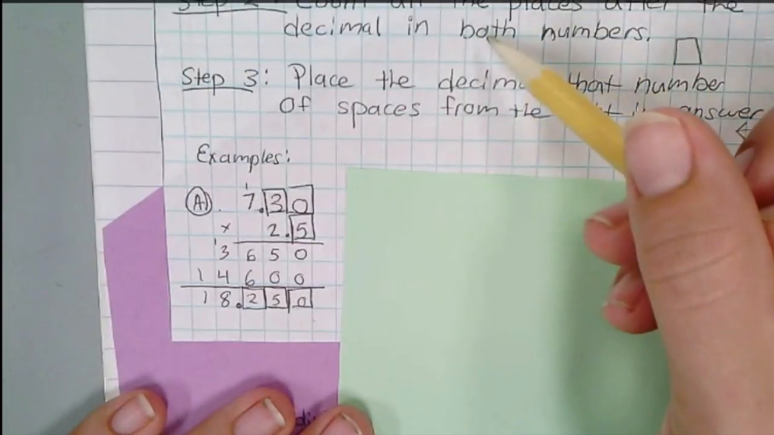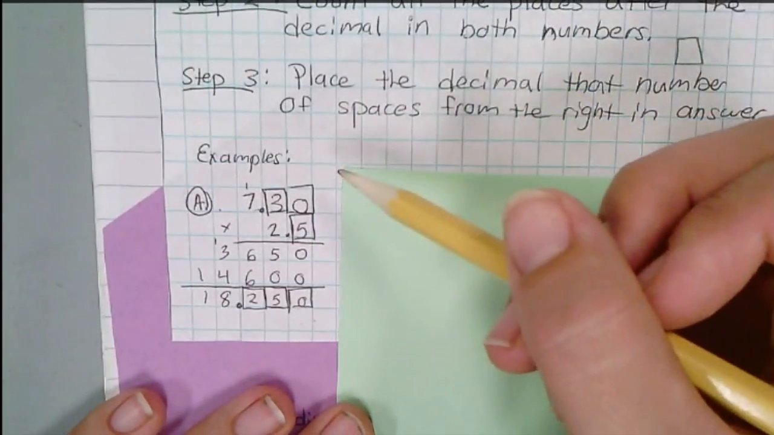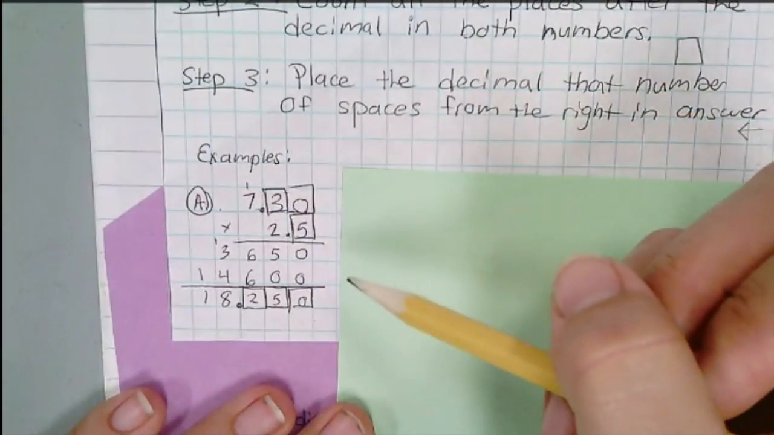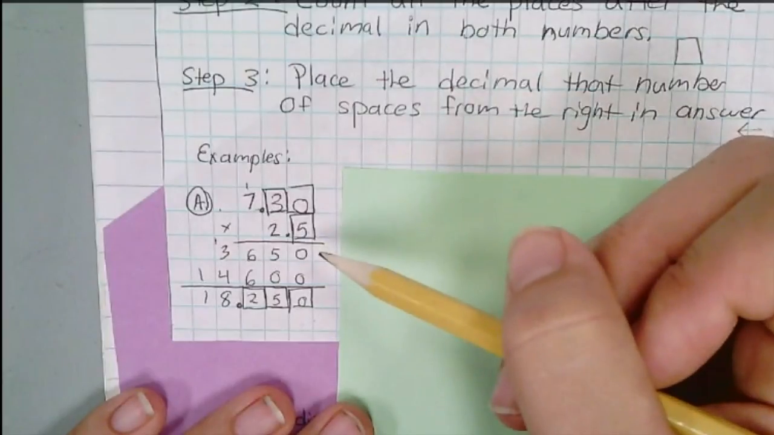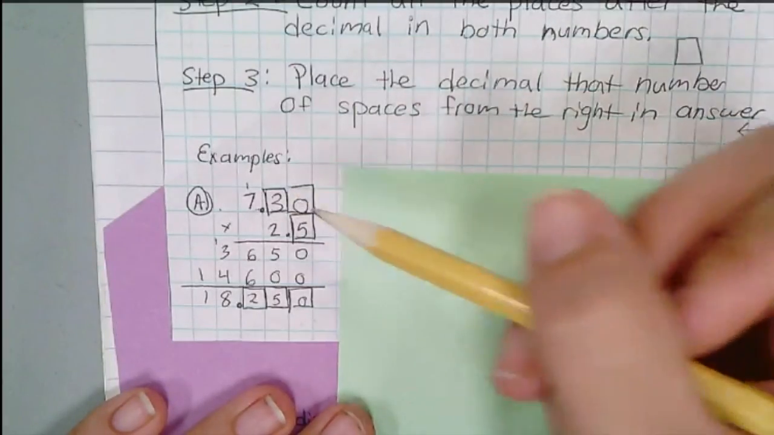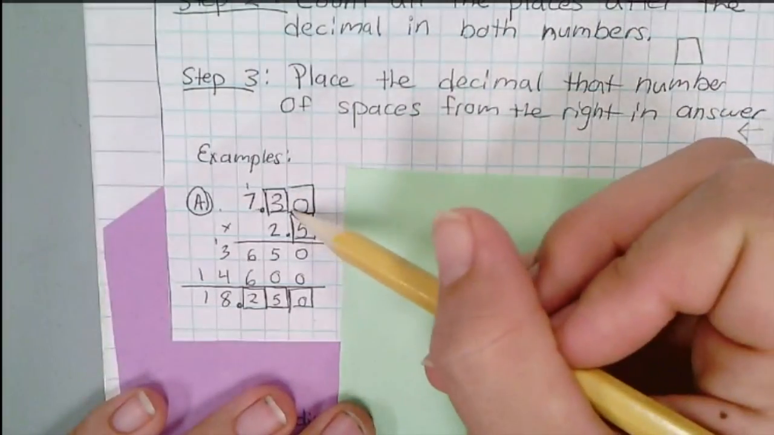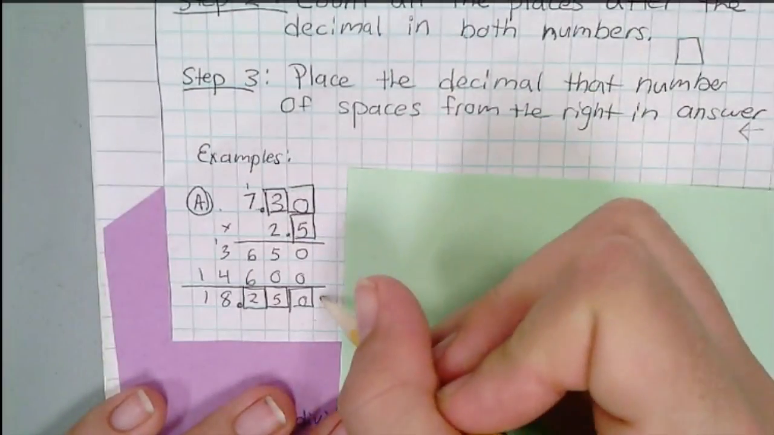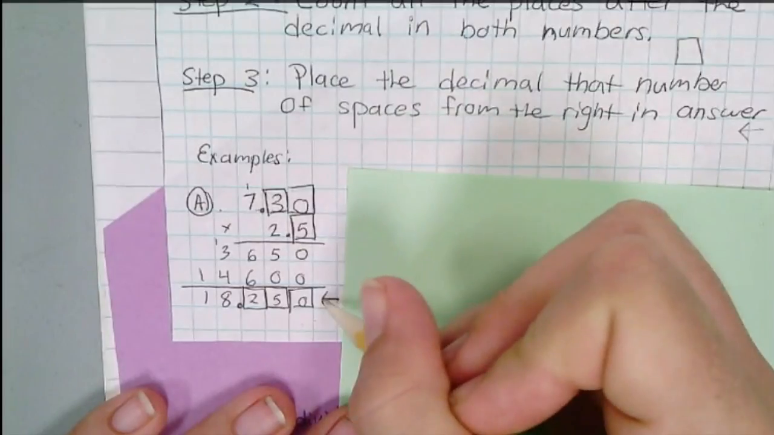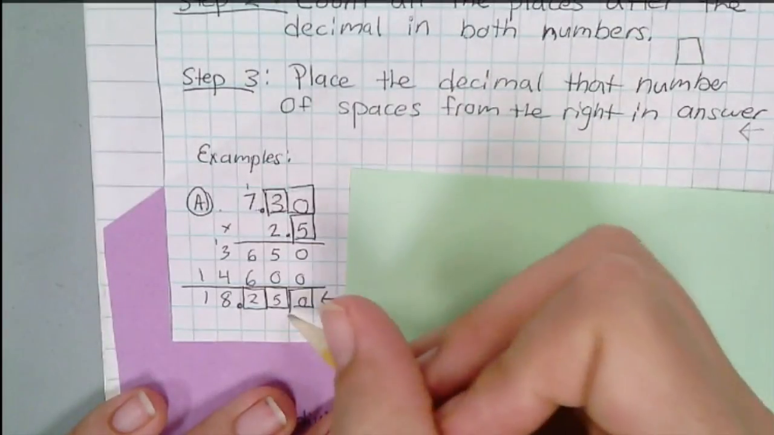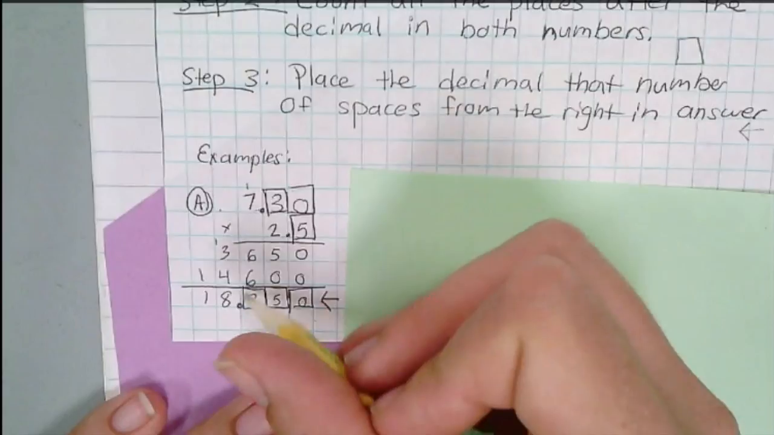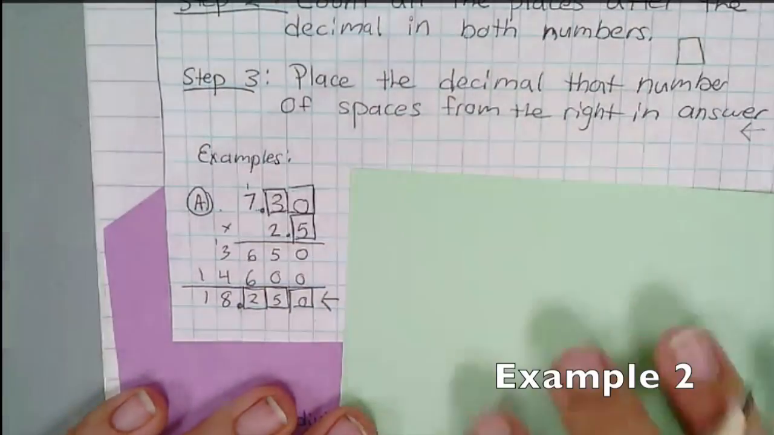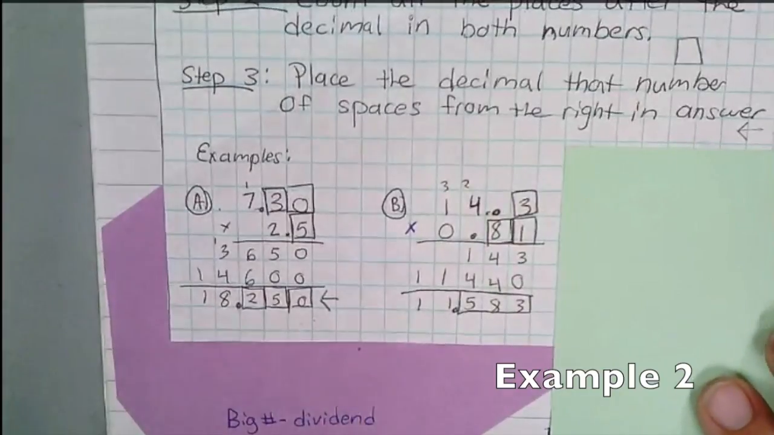The second step was to count all of the numbers behind the decimal place. And I did that by drawing little boxes. So I drew a box around the 3, and I drew a box around the 0. Then I drew a box around the 5. Then my third step was to come down here. I'm going to draw a little arrow so you know which side I came in from. And I drew the boxes, and that told me where to put my decimal place. Let's look at the second example.